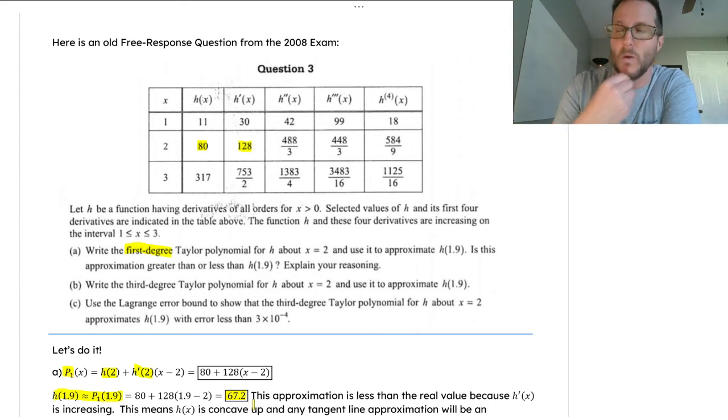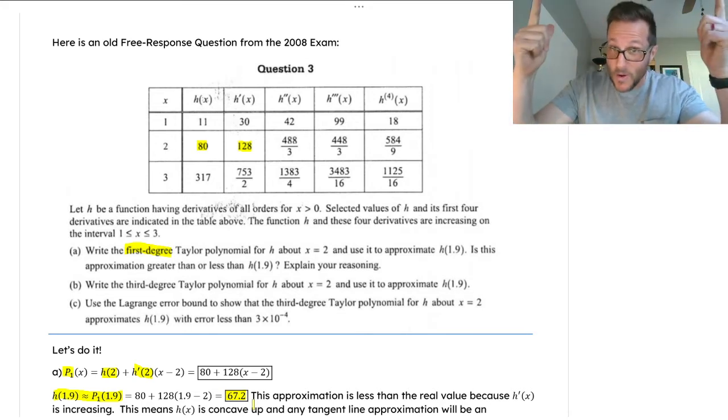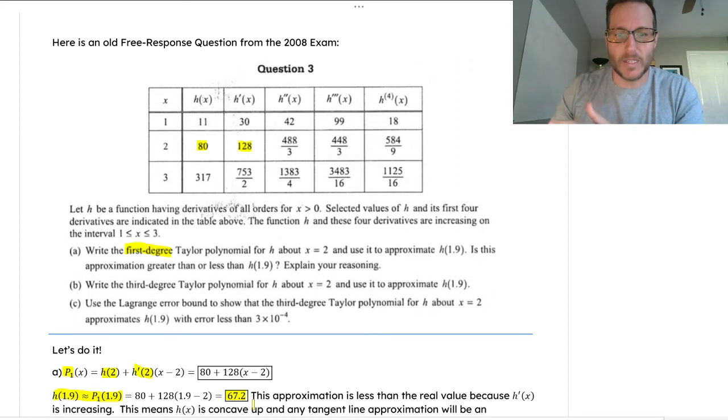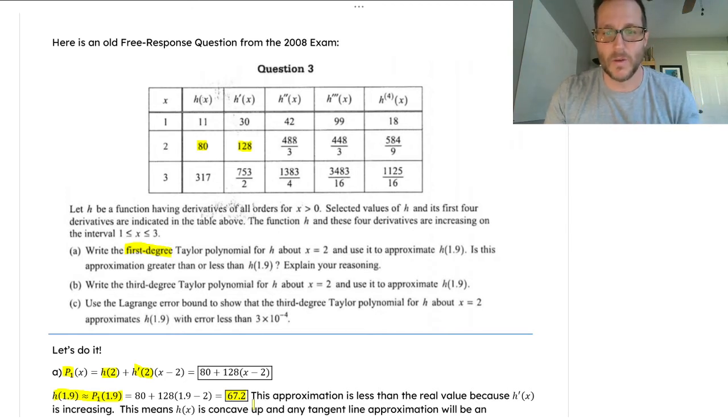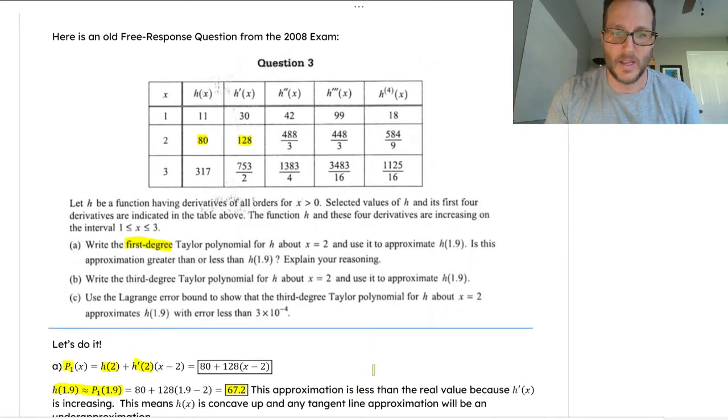Now, is that bigger or smaller than h of 1.9? Well, we've got to think about this one. What were we told about all of the derivatives? We were told that all of the derivatives were increasing. That means derivatives are positive. If all the derivatives are positive, the function value is positive, the first derivative is positive, and the second derivative is positive. Oh wait, that means the curve h is concave up. And what we have here is a tangent line, and the tangent line is always under approximating concave up curves. Therefore, 67.2 is less than the real value because the curve is concave up. And that's where that last little sentence came in on the prompt.